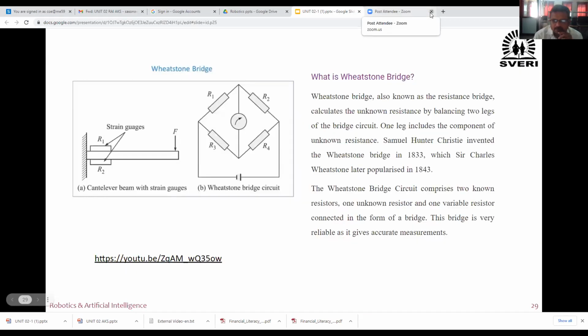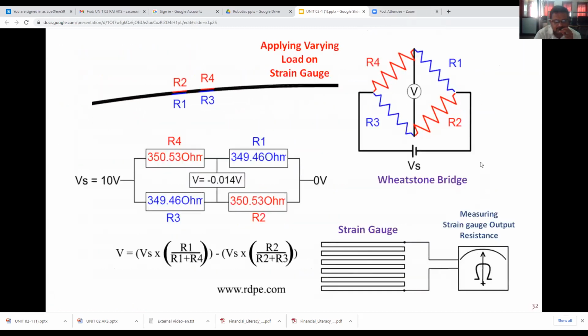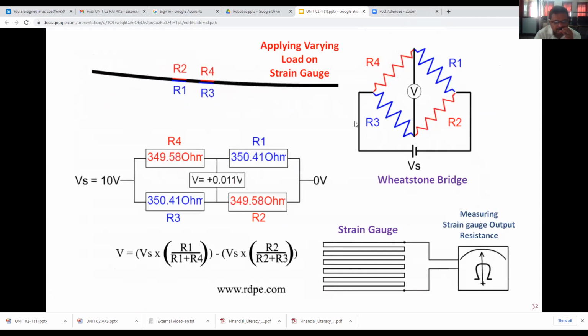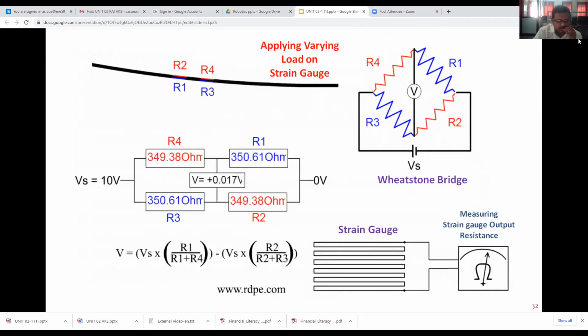Okay, this is nothing but your Wheatstone bridge. It can be used to measure force, temperature, and intensity of light. Now we'll see here how this cantilever beam is used, or strain gauges are used, to measure the force on the cantilever beam.